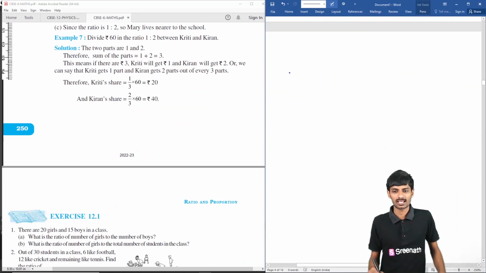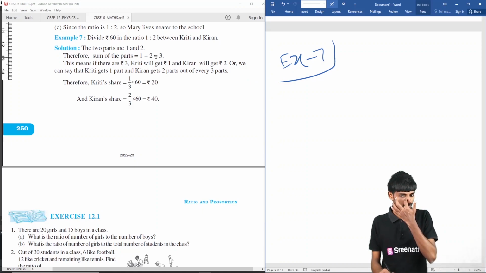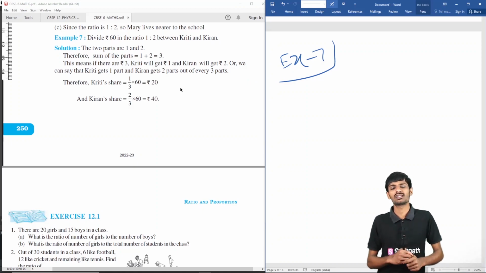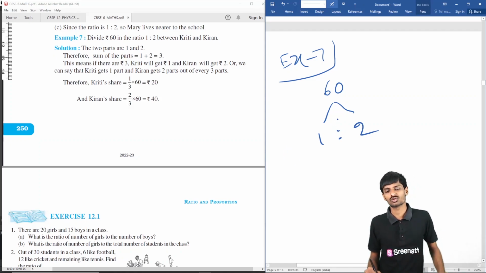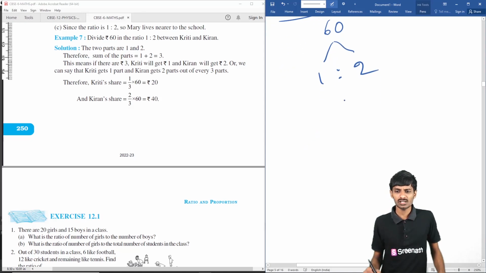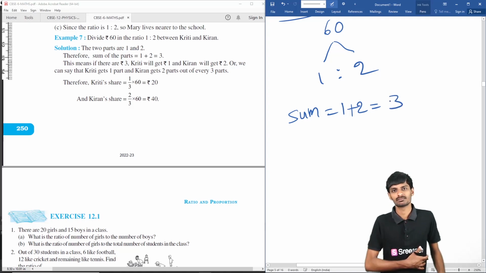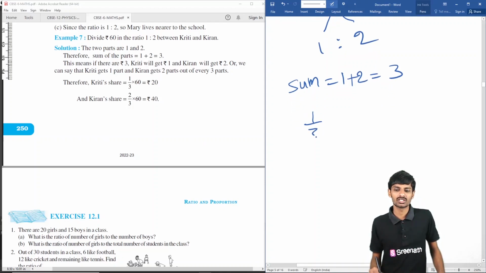So I will explain you the 7th example. Divide 60 in the ratio 1:2 between Kritik and Kiran. So we have to divide the 60 rupees in the 1:2 ratio. Okay students, what is the sum of parts? That is 1 plus 2 and that is equal to 3. So Kritik will get 1 by 3 of the total, and Kiran will get 2 by 3 of total.